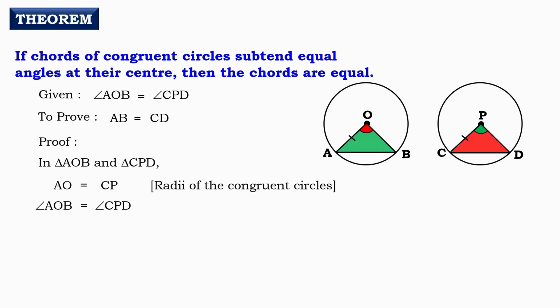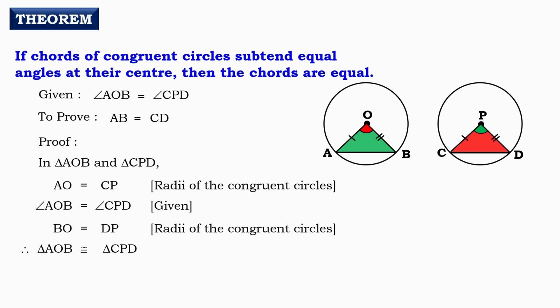Now, angle AOB is equal to angle CPD. This is a given. So we'll write given. And BO is equal to PD because this is also the radius of the congruent circles. So by SAS criteria, that is side angle side, we can clearly say that triangle AOB is congruent with triangle CPD. Now by CPCT, that is corresponding parts of congruent triangles, we can say that AB is equal to CD. So we have proved the converse of the first theorem also.